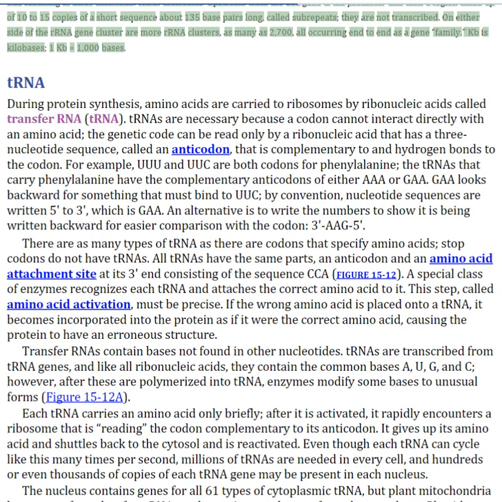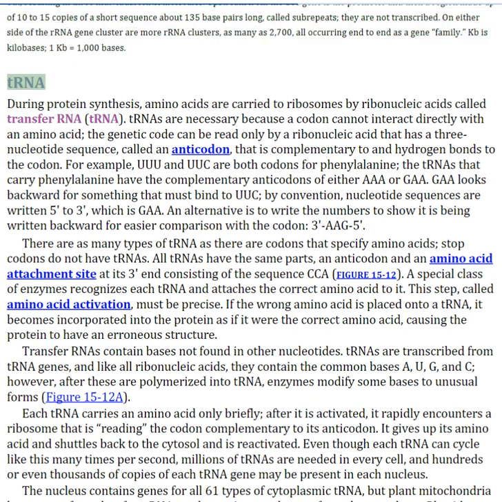Upstream from the 18S gene is the promoter, and then a region made up of 10 to 15 copies of a short sequence about 135 base pairs long, called subrepeats. They are not transcribed. On either side of the rRNA gene cluster are more rRNA clusters, as many as 2,700, all occurring end-to-end as a gene family. KB is kilobases; 1 kilobase equals 1,000 bases.